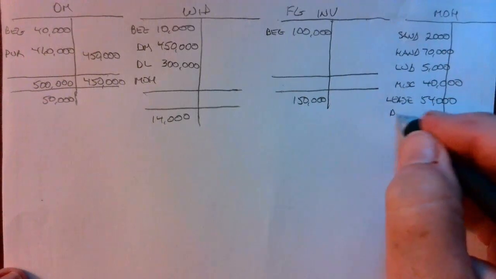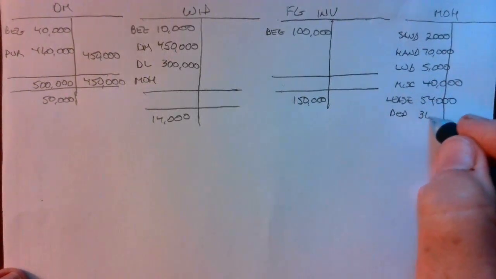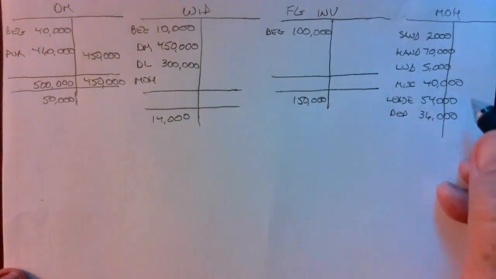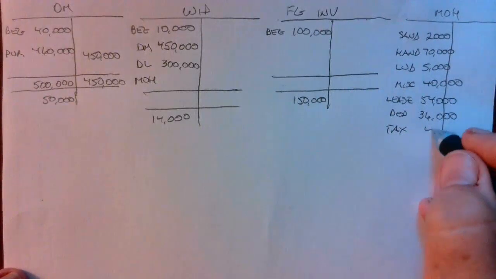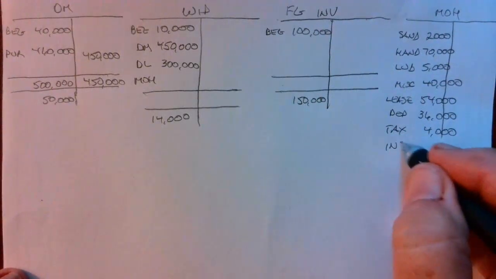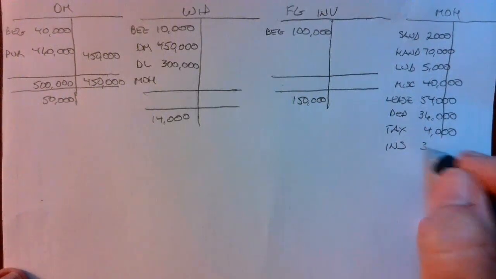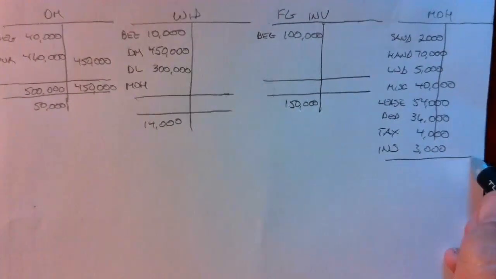And depreciation. Depreciation is 36. Taxes are 4. And insurance is 3. Now don't forget with these videos you can pause them and catch up. You know, so then you can move right along. But, you know where that button is so you can get back to it.